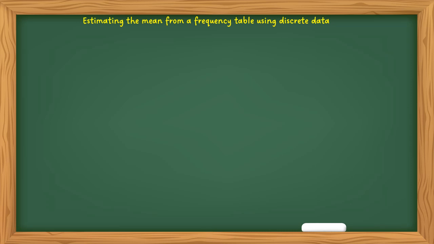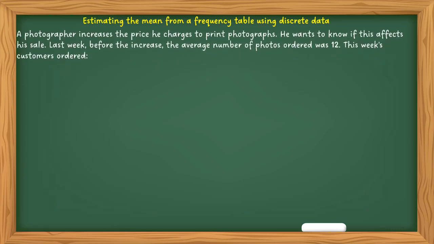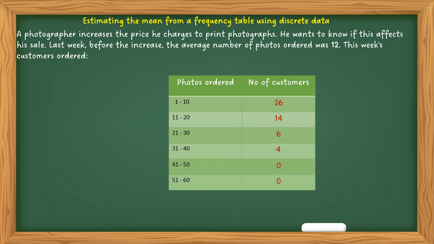Now that last one was relatively easy to extend out because it's something called discrete data. Discrete data is just a number you can work with, a solid number you can calculate. Now let's look at a different type of question, okay? Now a photographer increases the price he charges to print photographs. He wants to know if this affects his sales. Last week, before the increase, the average number of photos ordered was 12. This week's the customers ordered, and there's your frequency table. Okay, and now you can see the difference now. That has a continuous number there.